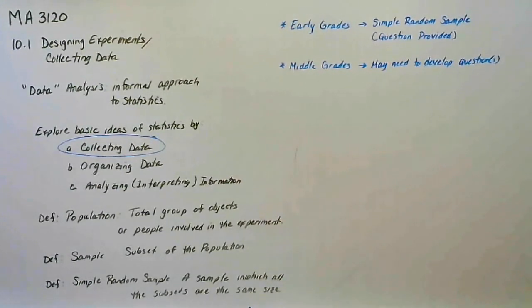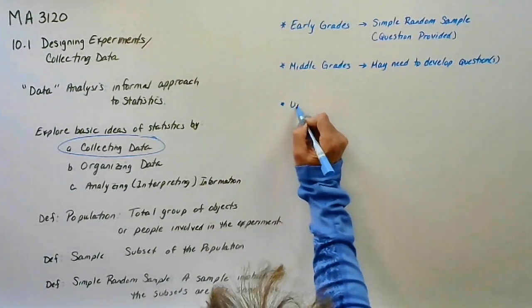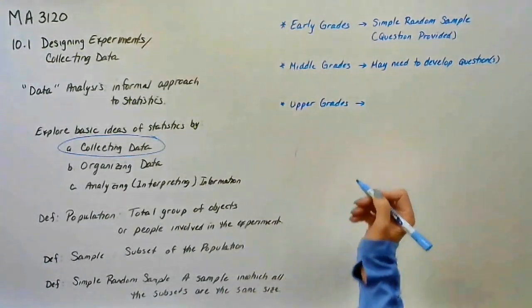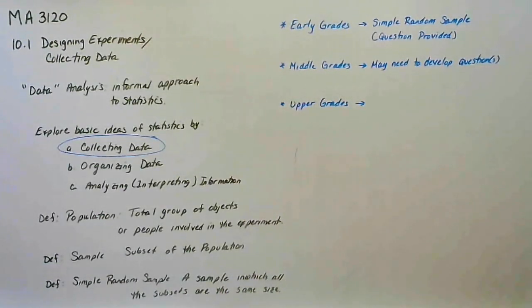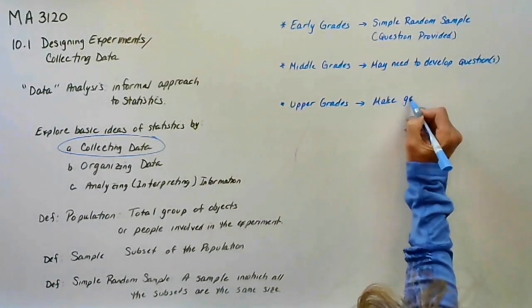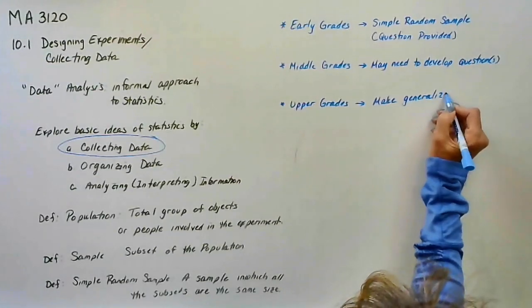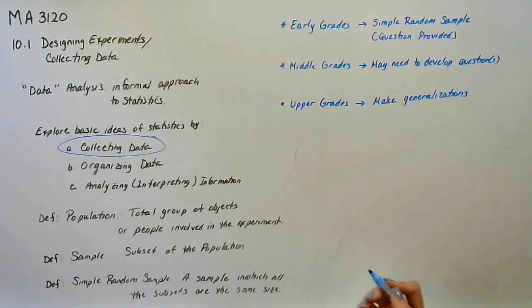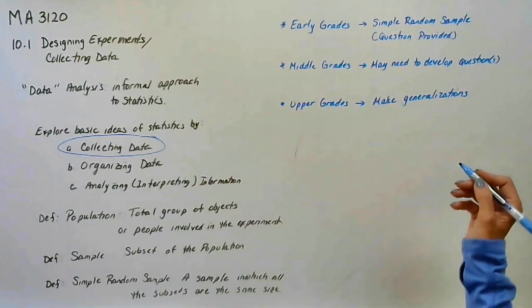Then upper grades may not be as specific as a ball bouncing. It might just be, does temperature affect the outcome of the experiment? So upper grades tend to make more generalizations, once they realize the various biases that occur, outliers occur. So here we're making more generalizations, or temperature affects ball performance. That's more generalization. Okay?